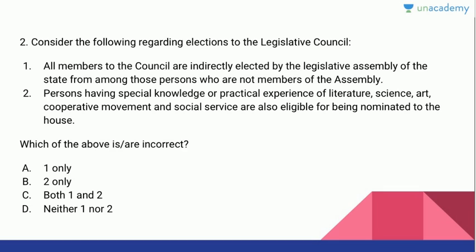Question number 2, consider the following regarding elections to the legislative councils. All members to the councils are indirectly elected by the legislative assembly of the state from among those persons who are not member of the assembly. Persons having special knowledge or practical experience of literature, science, art, cooperative movement and social service are also eligible for being nominated to the house. Which of the following is incorrect? Second statement is 100% correct. First statement is wrong. Answer is A. A is incorrect. 1 only is incorrect.